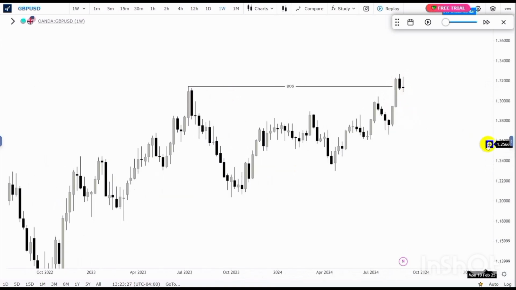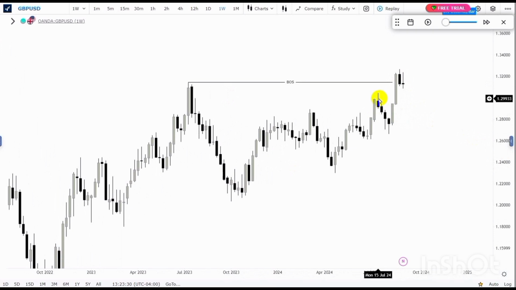But what we can see here is this rejection block. You can see we have this internal market structure, price has broken through this high and also through the external high. So I'm expecting to see a pullback into this rejection block. Let's identify the rejection block. So this is the rejection block.